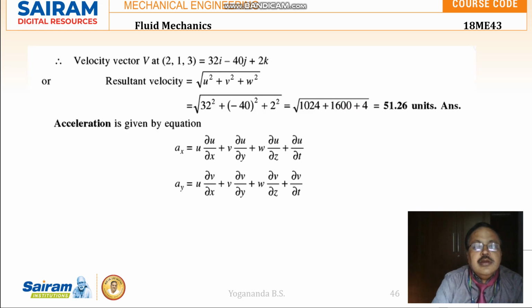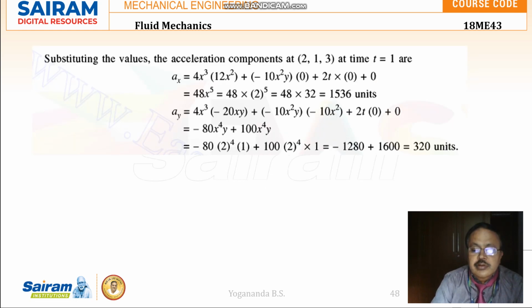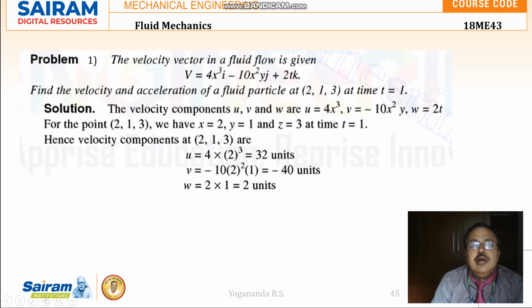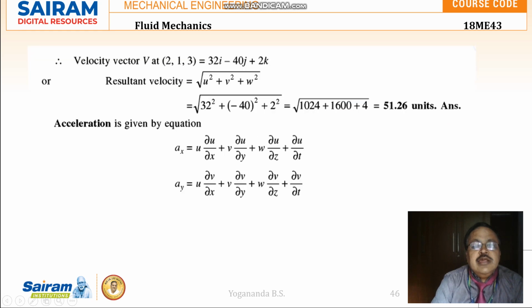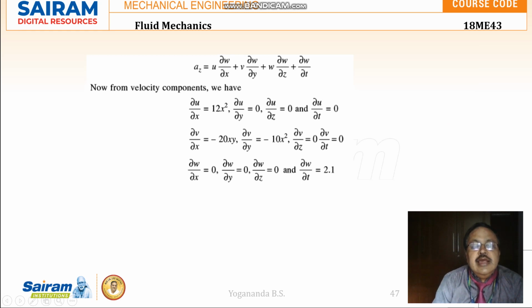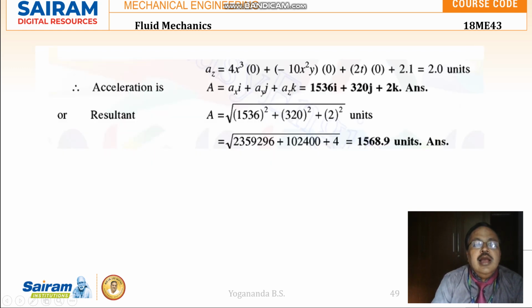Similarly, ay. We have u into del v by del x. In place of u, 4x cube, since u is 4x cube, that is substituted. And in place of del v by del x, del v by del x is minus 20xy. So that is written. Like this, we have written ax, ay and az, and we are getting the values of ax, ay and az.